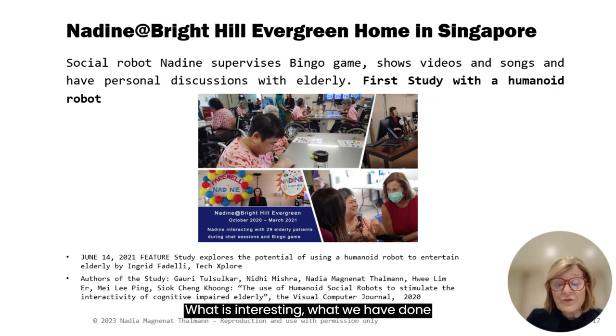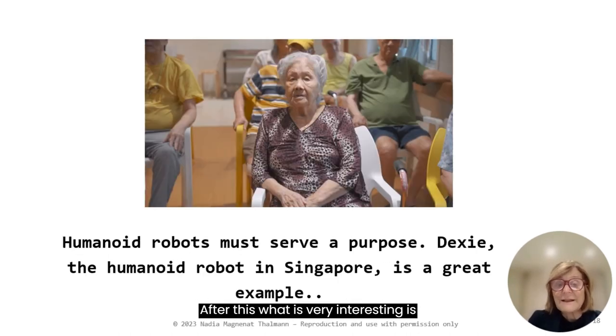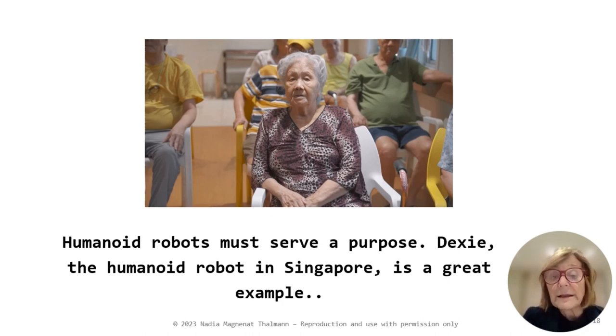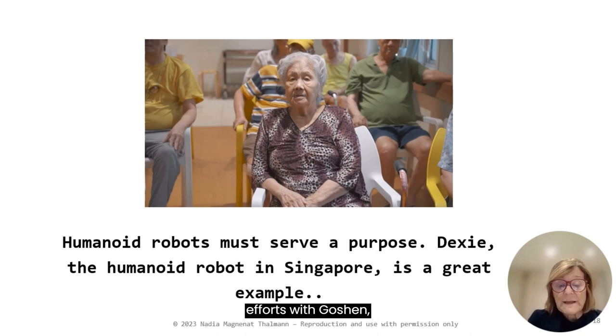What is interesting is what we did when we were in Singapore. We brought Nadine to Bright Hill Evergreen Home, working with mapping, and we really answered the needs of the people, and we did two studies that were published in top journals like the Visual Computer. And what we saw is that the people were quite happy. So this was really a very first study. After this, a company was created, DexLab, and DexLab joined efforts with Goshen, and particularly Goshen tried to find out what we can do with a robot in an elderly home.